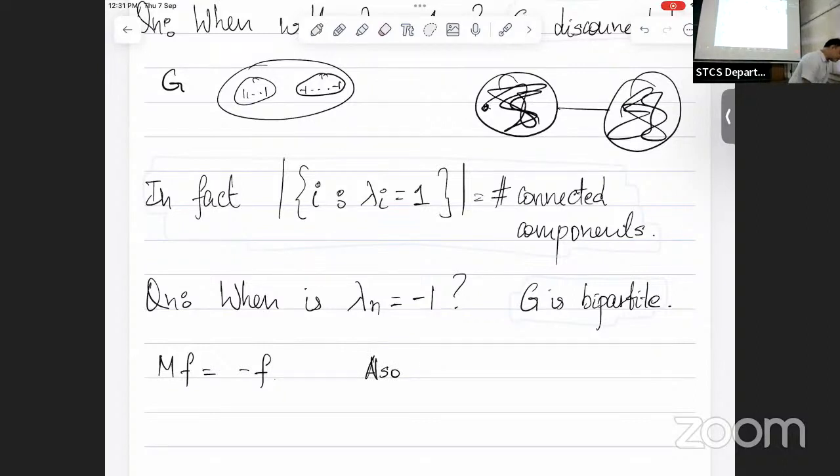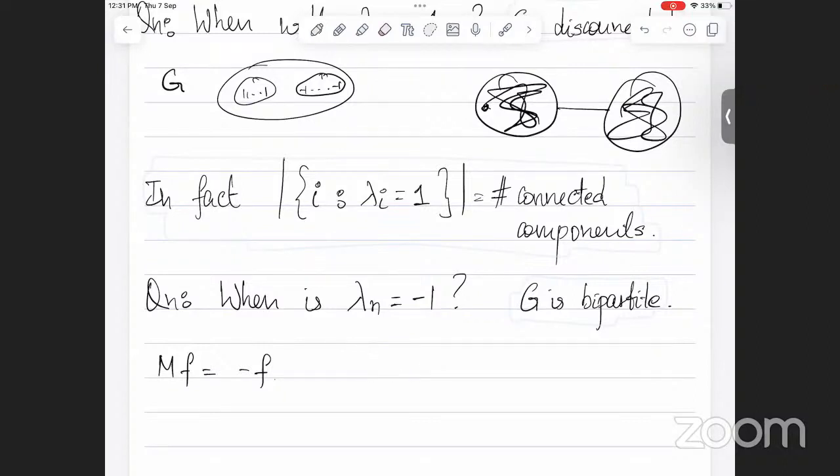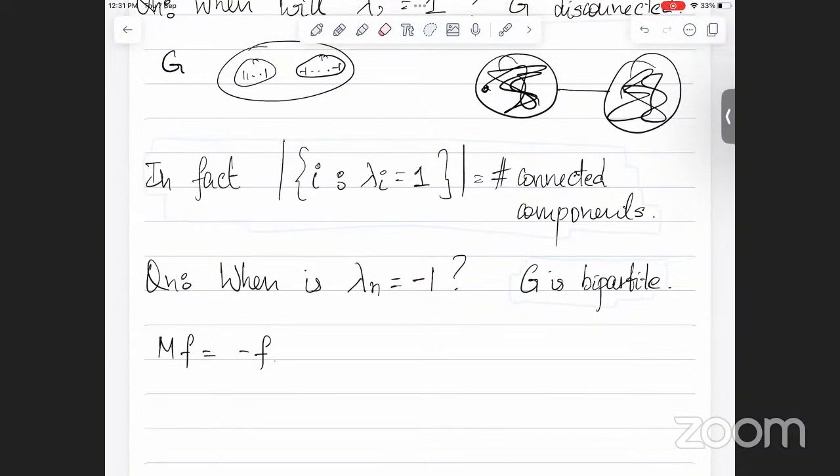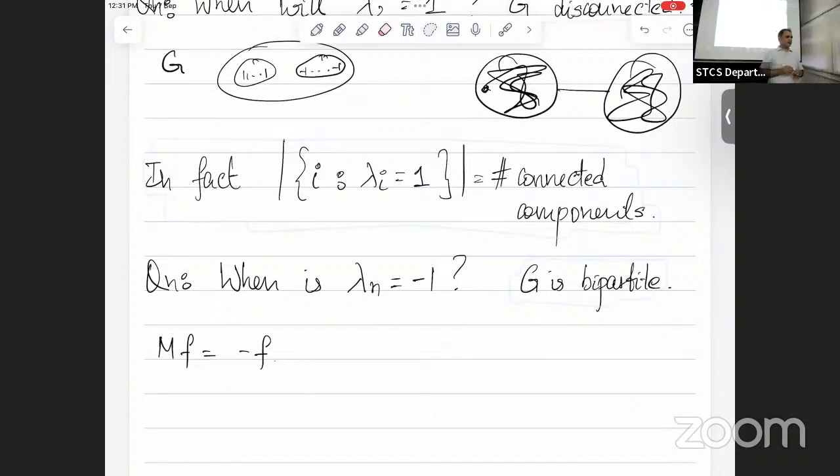Oh, sorry. You have a bipartite expander. How can this be -1? Sorry, what? So you're saying in a bipartite expander? It doesn't matter if it's a bipartite expander. Even if it's a bipartite expander, lambda n, the way I have defined it, will be -1. So I want to say that this is equal to this if and only if G is bipartite.